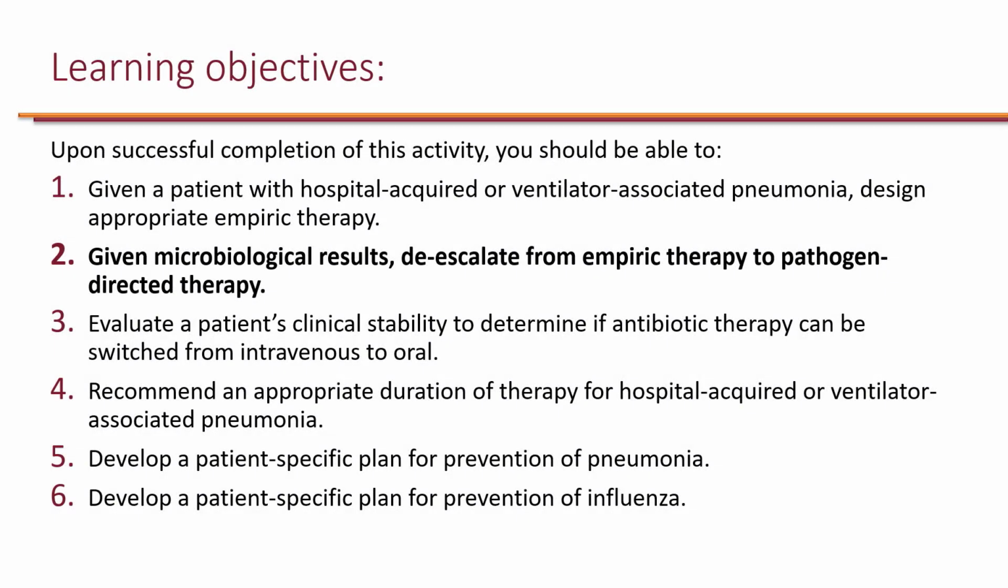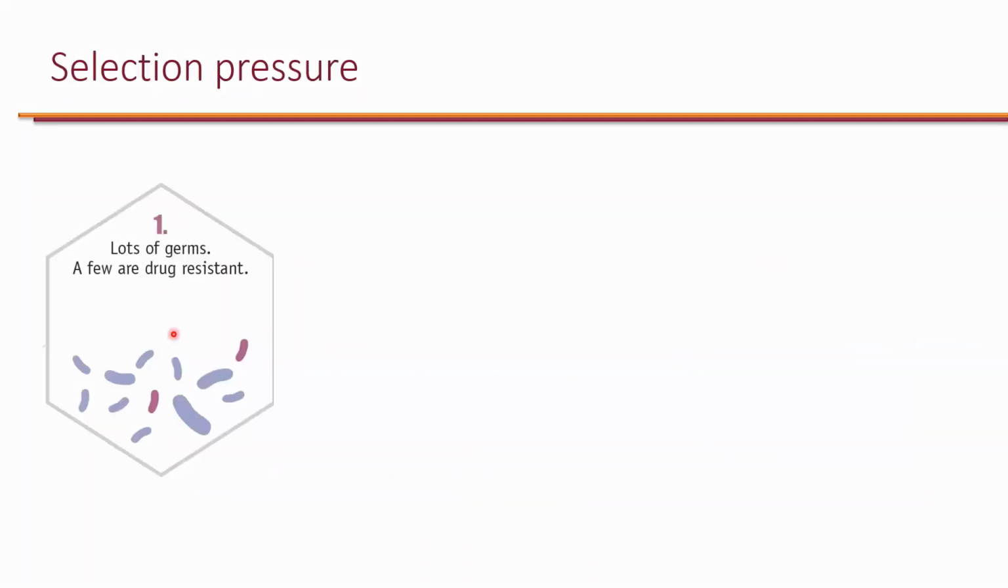We designed appropriate empiric therapy for HAP and VAP. Now, given microbiological results, let's de-escalate from empiric therapy to pathogen-directed therapy. In general, there are a lot of different types of bacteria. They could be part of the normal flora, so they are actually essential for normal human health, or they could be colonizers, which means bacteria that are not part of the flora could be in, for example, the GI tract, and not necessarily cause an infection, just colonize it.